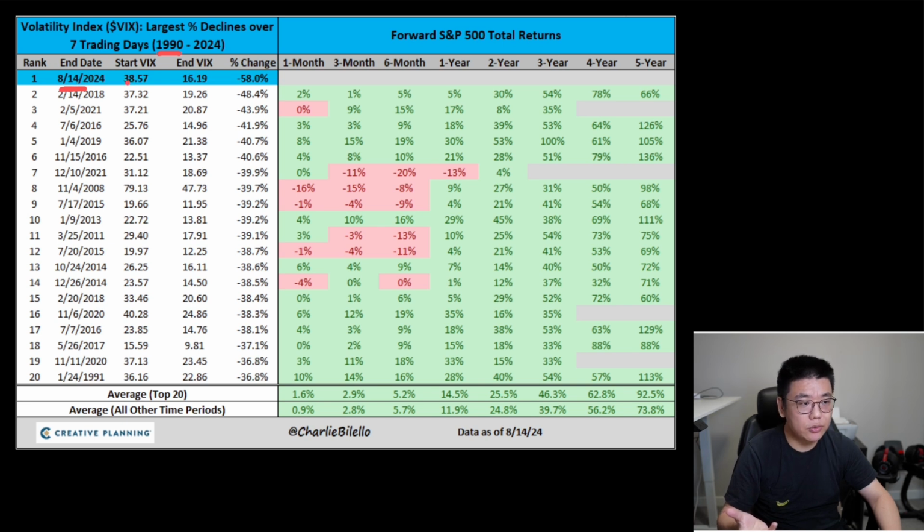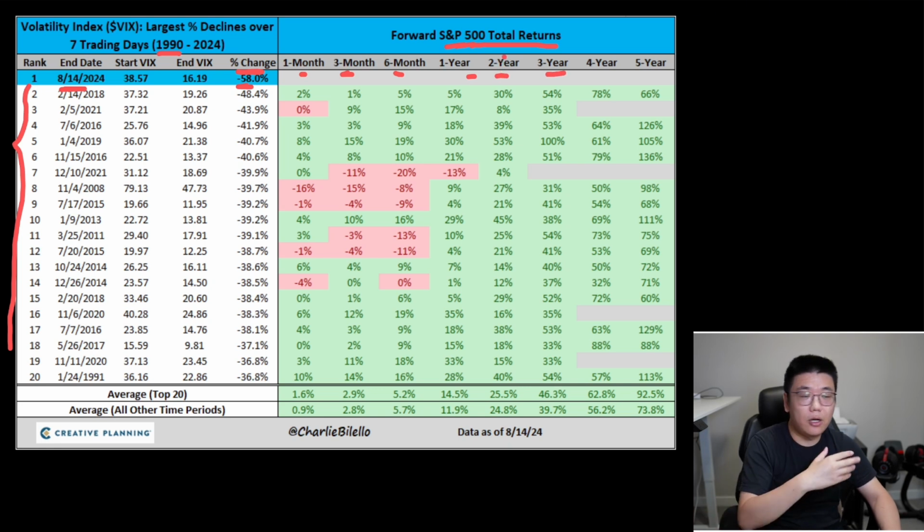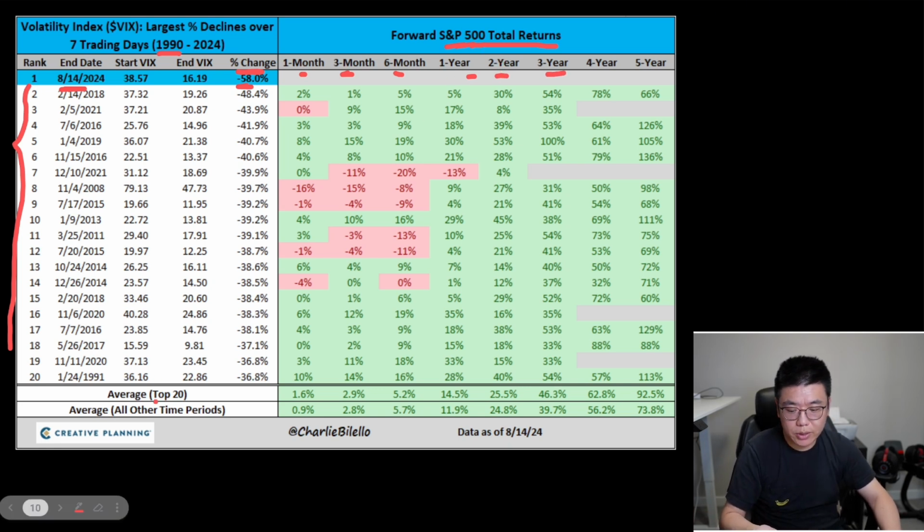And this chart shows you that in history, when a large percentage VIX drop happens, which is this column, what happens to the S&P 500 total return? We have 1 month, 3 months, 6 months, 1 year, 2 years, 3 years out in the future. And as we can see, I think this row is very important. It's the top 20 most VIX percent drops in history on average.